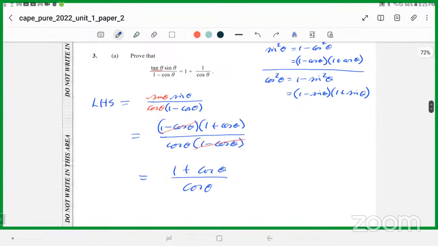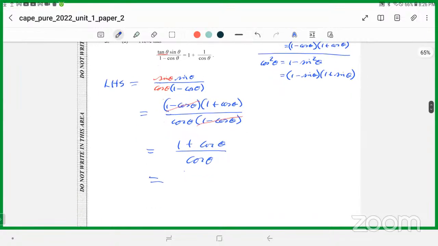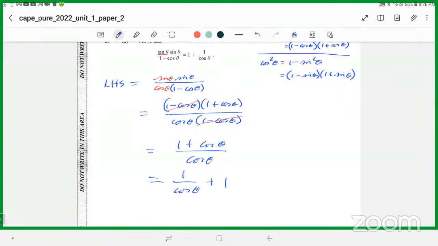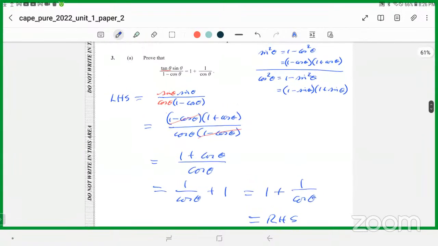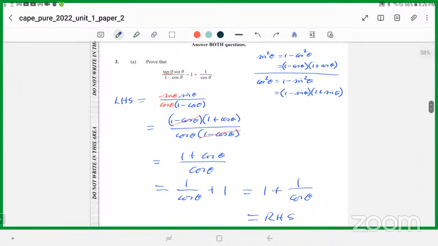See, this has separated them. So when you divide this by the cos theta and divide the cos theta by cos theta, it becomes equal to 1 over cos theta plus cos theta over cos theta, which is 1. So 1 plus 1 over cos theta. And this is the same thing, just turned the other way around, the same as 1 plus 1 over cos theta, which is the right hand side. You're done. But the key thing is to know stuff like this. Understand, very easy. That is the 2022 proof.